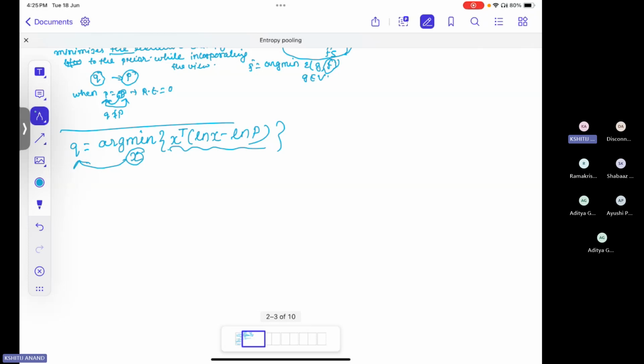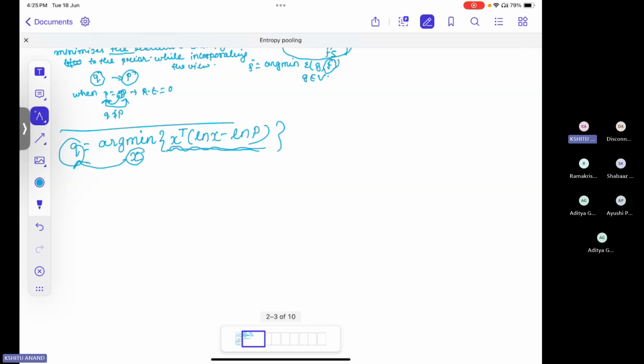Okay, so x is basically your posterior distribution. Now you will be putting all x into this formula, and whichever gives you the minimum entropy. So this is the entropy. Whichever x gives you the minimum entropy, that will be your posterior distribution Q. That is entropy pooling for you.